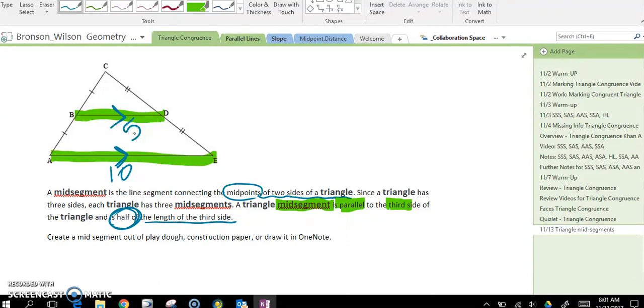Now, in a second, we're going to get out the Play-Doh or maybe some construction paper, or maybe you want to just draw it on your OneNote. You're going to create a triangle and create a midsegment. And I want to see your measurements. So if you take out a ruler and you've got CD is 3, then I want DE to be 3, and I want you to measure BD and make sure that AE is double BD. So when you're making the midsegment of your triangle, you need to make sure that it measures correctly. There's rulers over there. Got some Play-Doh. Get out some construction paper if you'd rather do that.